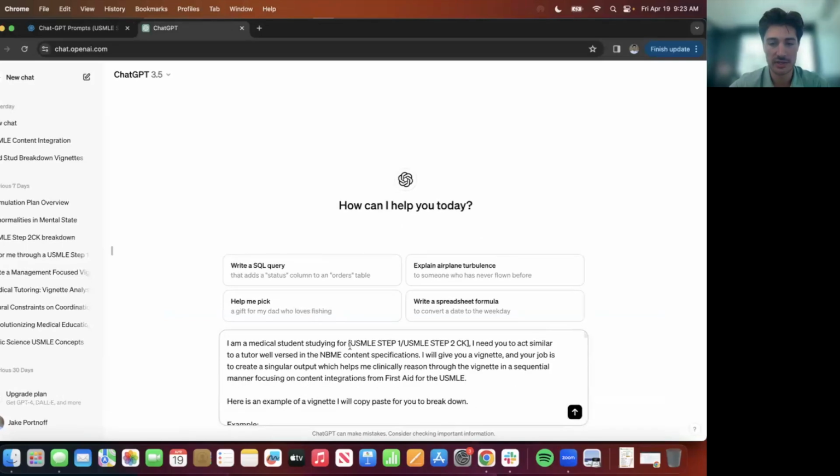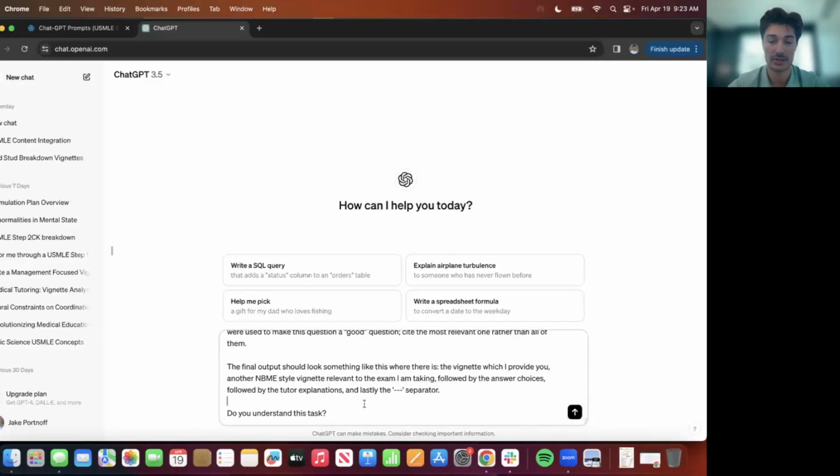Now, specifically for this prompt here at the very top, we've outlined if it's a Step 1 or Step 2 CK prompt. Again, this will help tailor the GPT a little bit more because Step 1 is a little bit more focused on your basic science principles, Step 2 more management and clinical applications. And so I'm going to be guiding you through a Step 1 question. So we're going to put that into ChatGPT and you're going to hit enter.